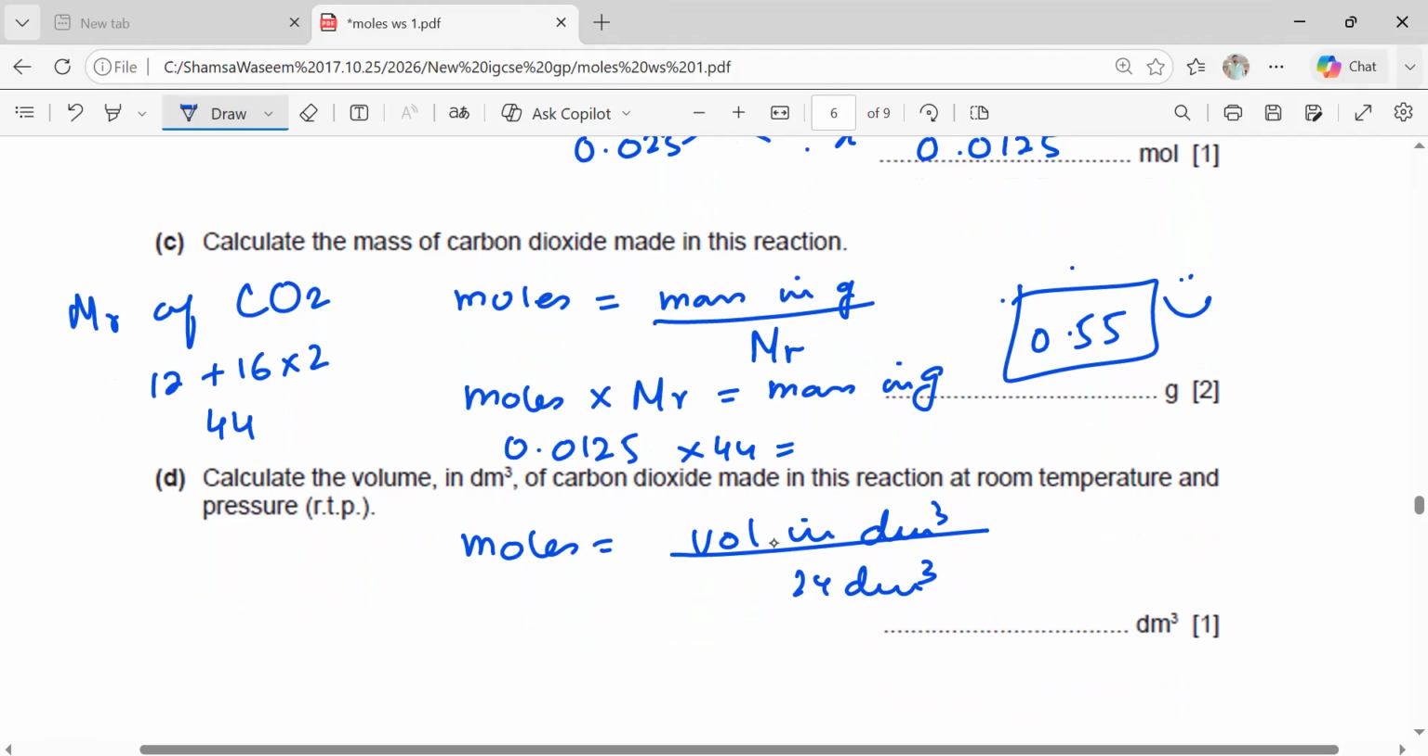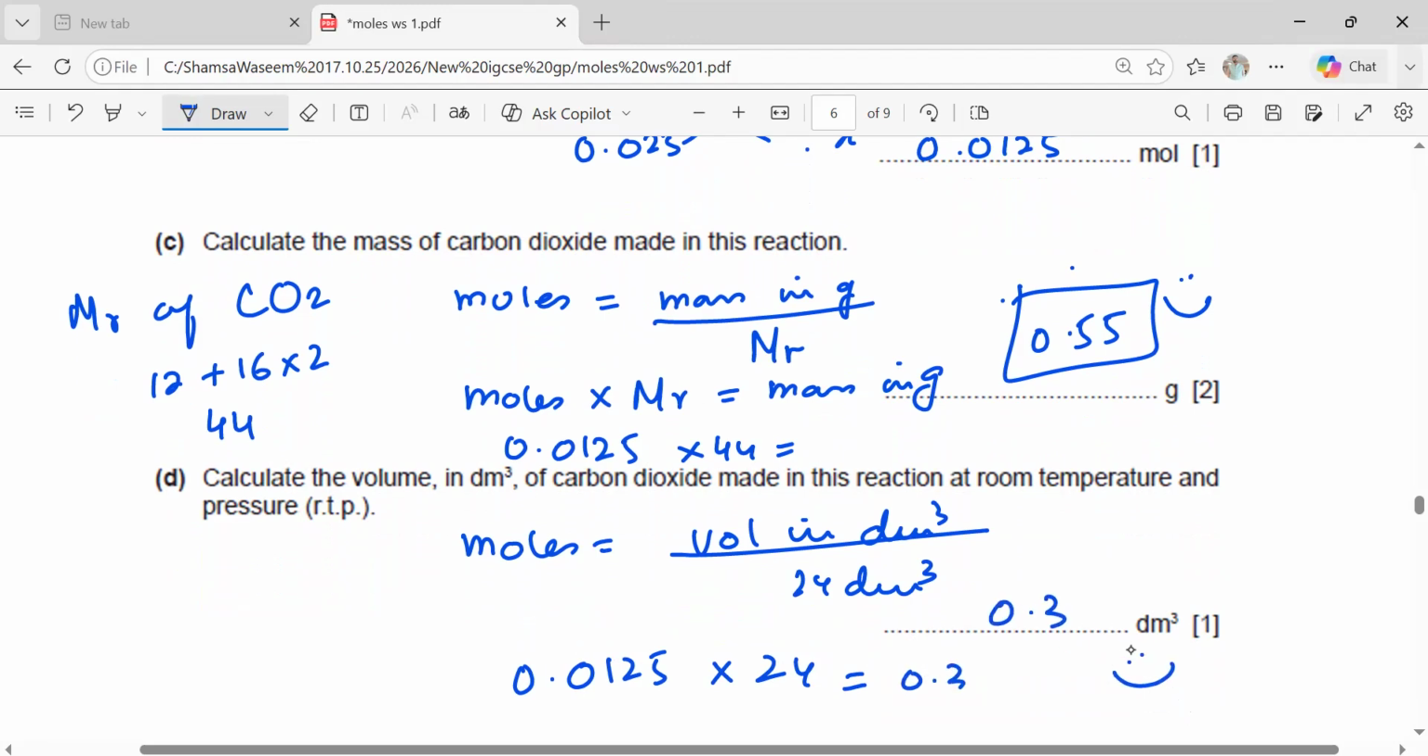Yes. So, Viti, when you have to calculate volume, what you will do is multiply moles, not mass. So, moles 0.0125, so we will multiply by 24. Okay? So 0.3.